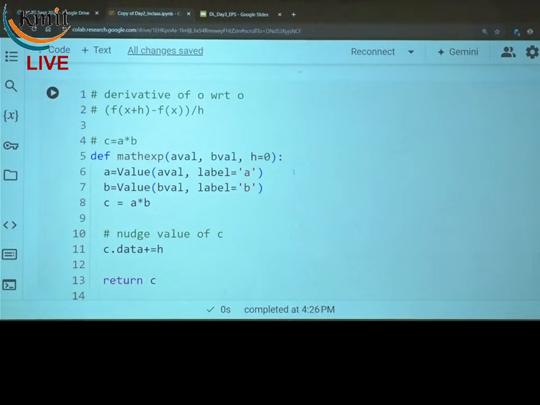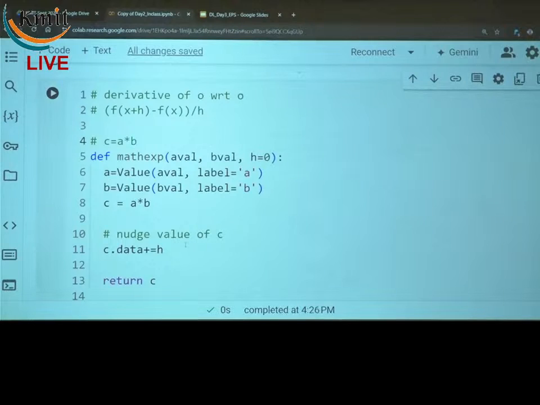I think some of you could not follow because you were not typing or something else. I don't know what was the issue. But there were 3 things that we did in the live code example that I showed you. First, we calculated derivative of the output with respect to itself. That was the first cell.